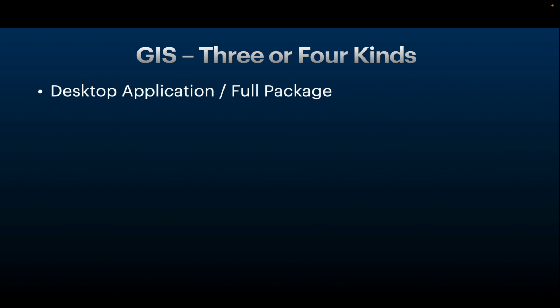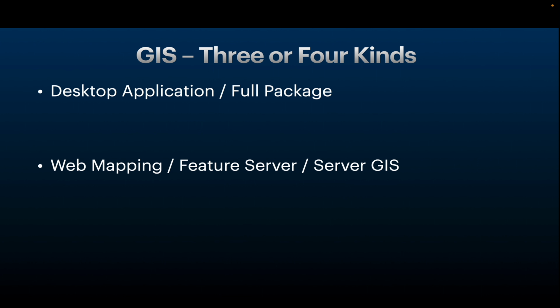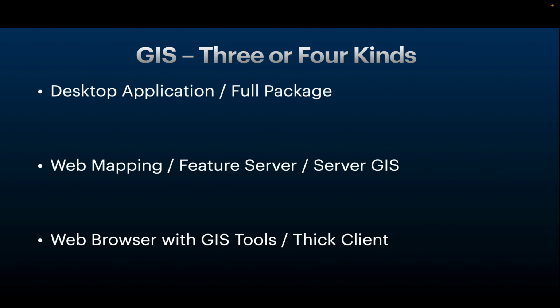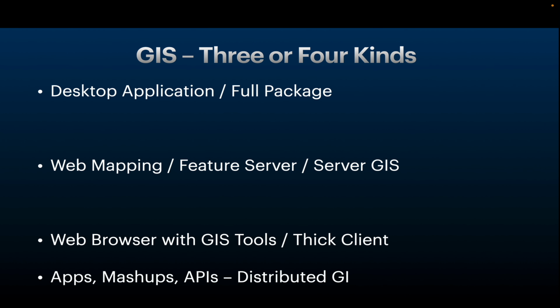Three or four kinds of GIS: desktop application and web mapping like Google My Maps or ArcGIS Online, web browser with GIS tools, Google My Maps, apps, APIs like the Mapbox API, which can be used to bring your data or tiles or base map into your QGIS or other software. API is Application Programming Interface.